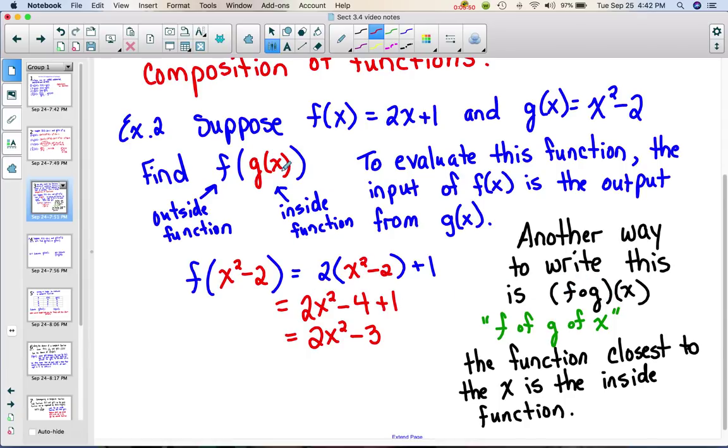I like to write it in this other format because it gives you a visual that g of x is inside f of x. You can really see that, but your textbook will write it both ways, and you need to be familiar with both ways.